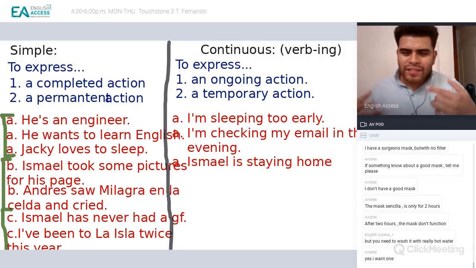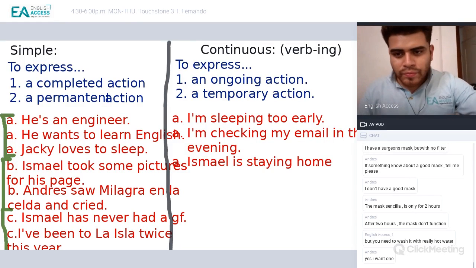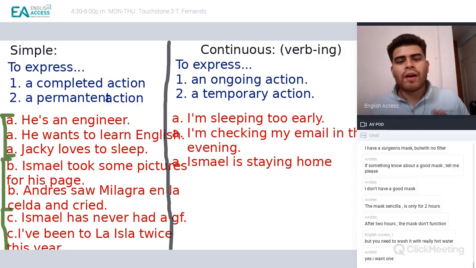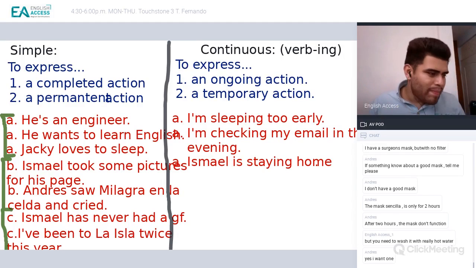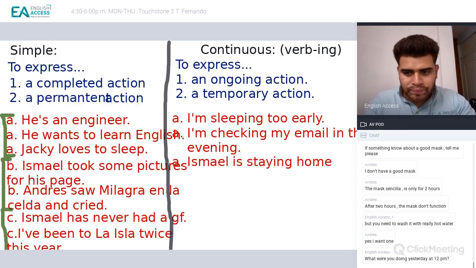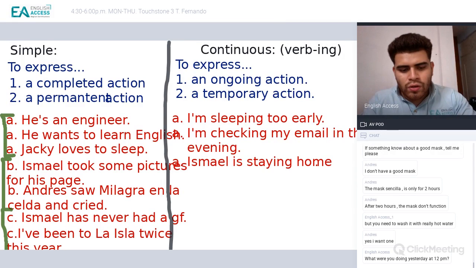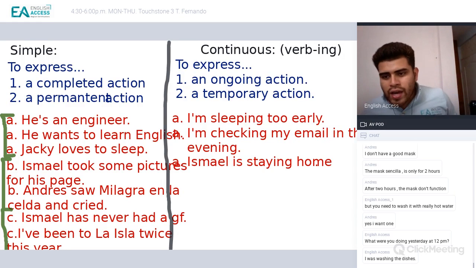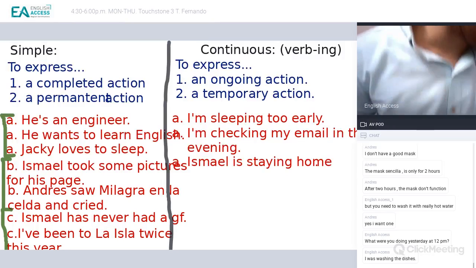Okay, but let's continue back to the lesson. Now, we use the present continuous. Now I want us to use the past continuous. So this is my question for you. What were you doing yesterday at 12 p.m.? For example, me, I was washing the dishes. Everybody tell me what you were doing at 12 p.m.